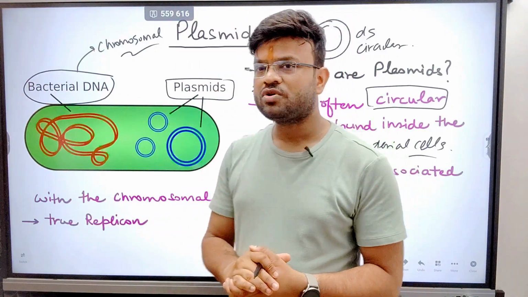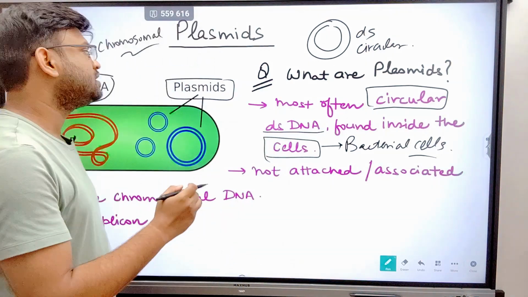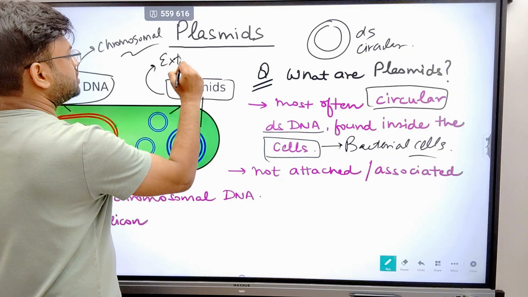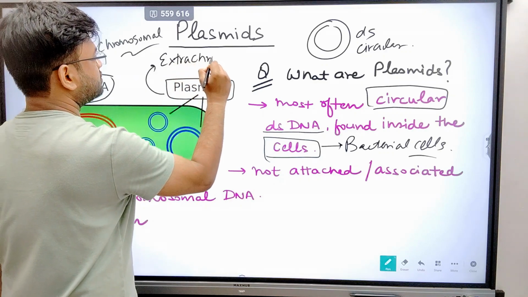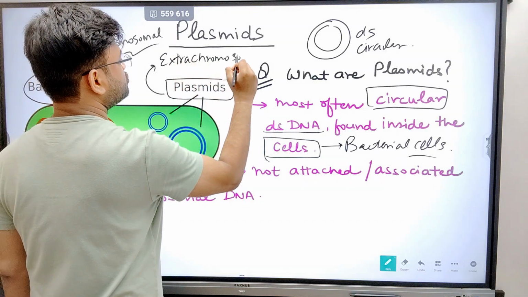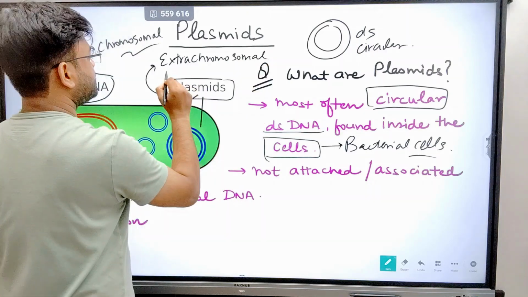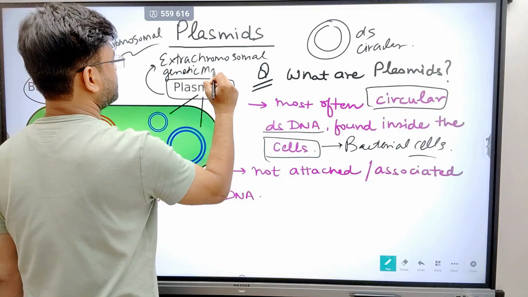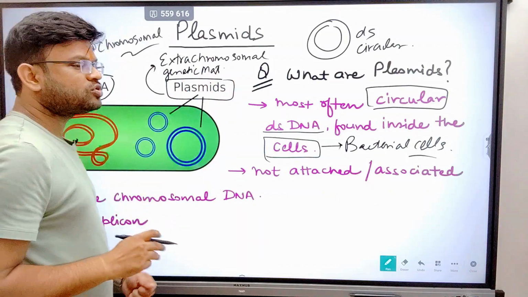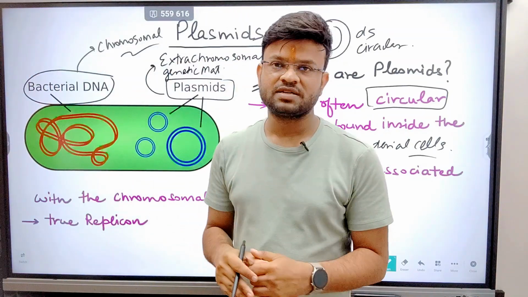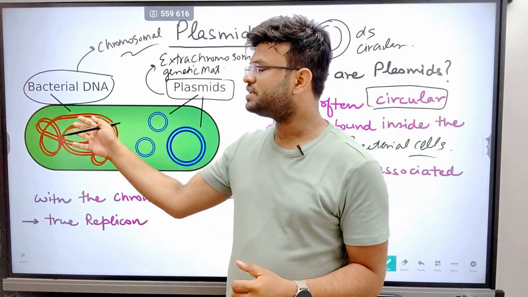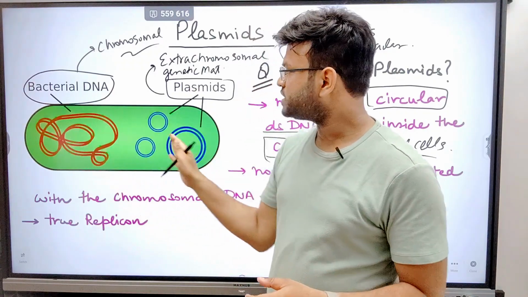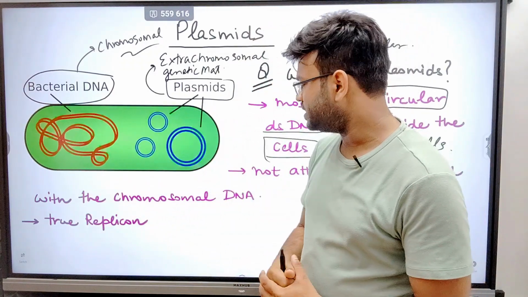Plasmid is also called extra chromosomal genetic material. So what does extra chromosomal mean? Extra chromosomal means that it is present outside the chromosomal material. It is not a part of the chromosome. So it is present outside the chromosomal material. This is what is called a plasmid.